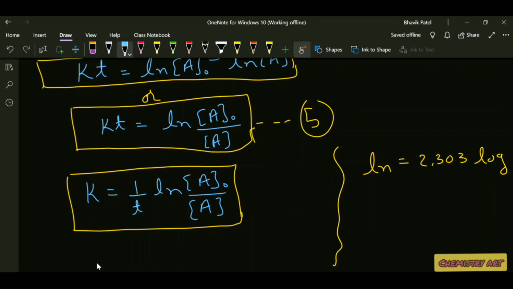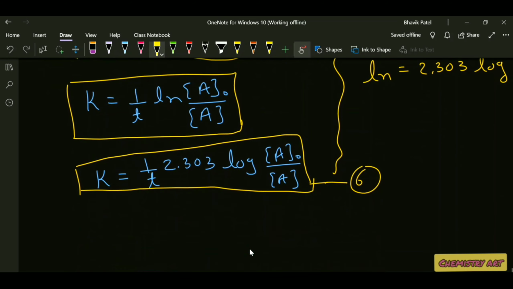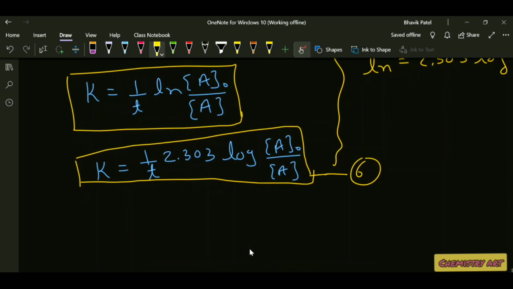So once again, let's write this equation. K is equals to 1 by t, instead of ln we are writing 2.303 log A naught by A. You can also write the above equation like this, and let me write, this is equation number 6. So this is the integrated rate equation for the first order reaction.